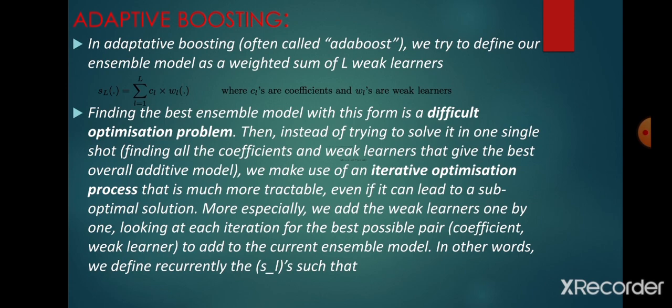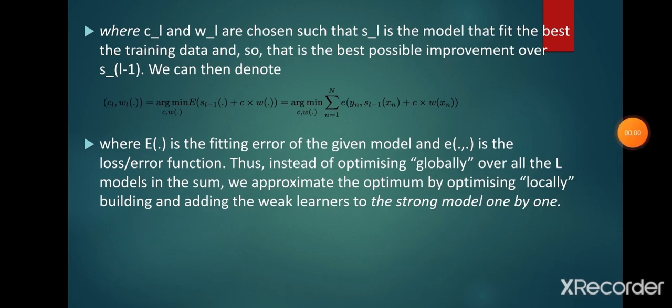In other words, we define recurrently S_l such that c_l and w_l are chosen such that S_l is the model that fits the best the training data, and so that is the best possible improvement over S_(l-1). We can then denote this formula, where E is the fitting error of the given model and small e is the loss or error function. Thus, instead of optimizing globally over all the L models in the sum, we approximate the optimum by optimizing locally, building and adding the weak learners to the strong model one by one.